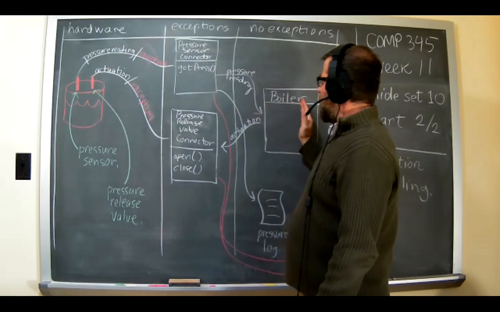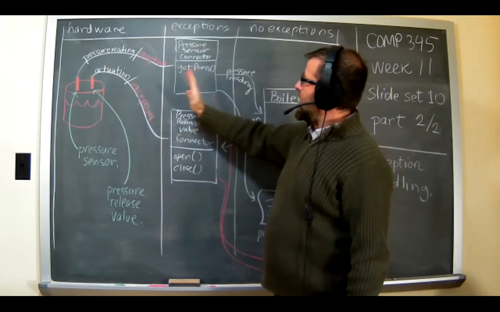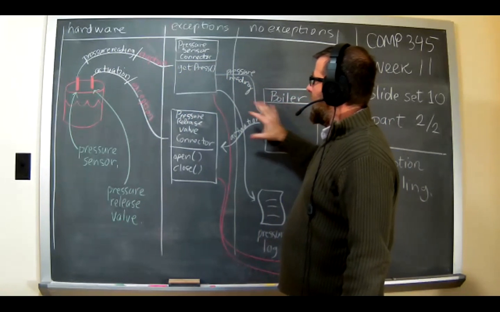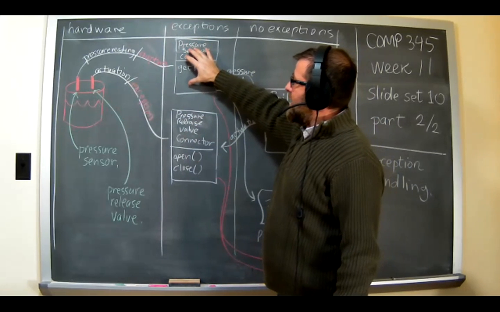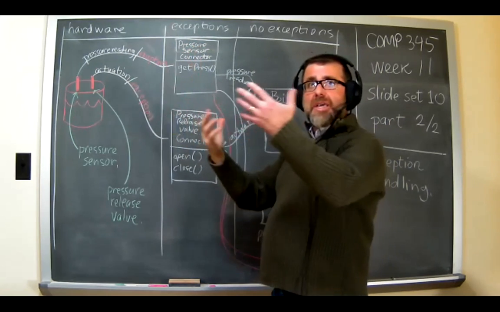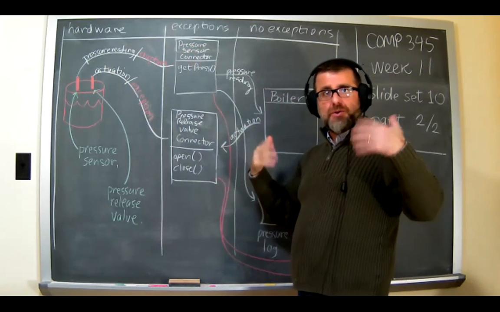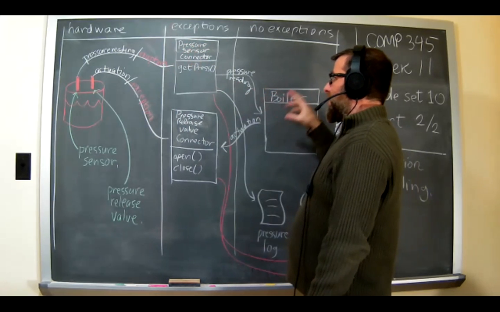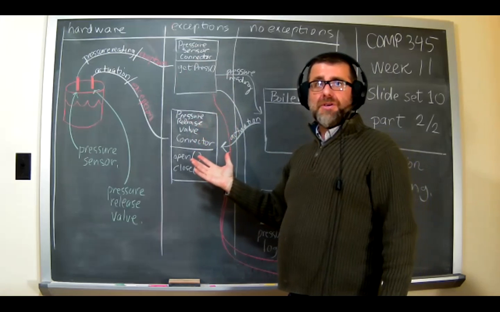Now, because we don't want the boiler to deal with the exception, what I do is design a layer between the boiler controller and the hardware. I design a layer that has components that are going to get the exceptions and somehow consume or catch these exceptions, so that the boiler can continue executing and not even be aware that there were exceptions thrown. Okay.